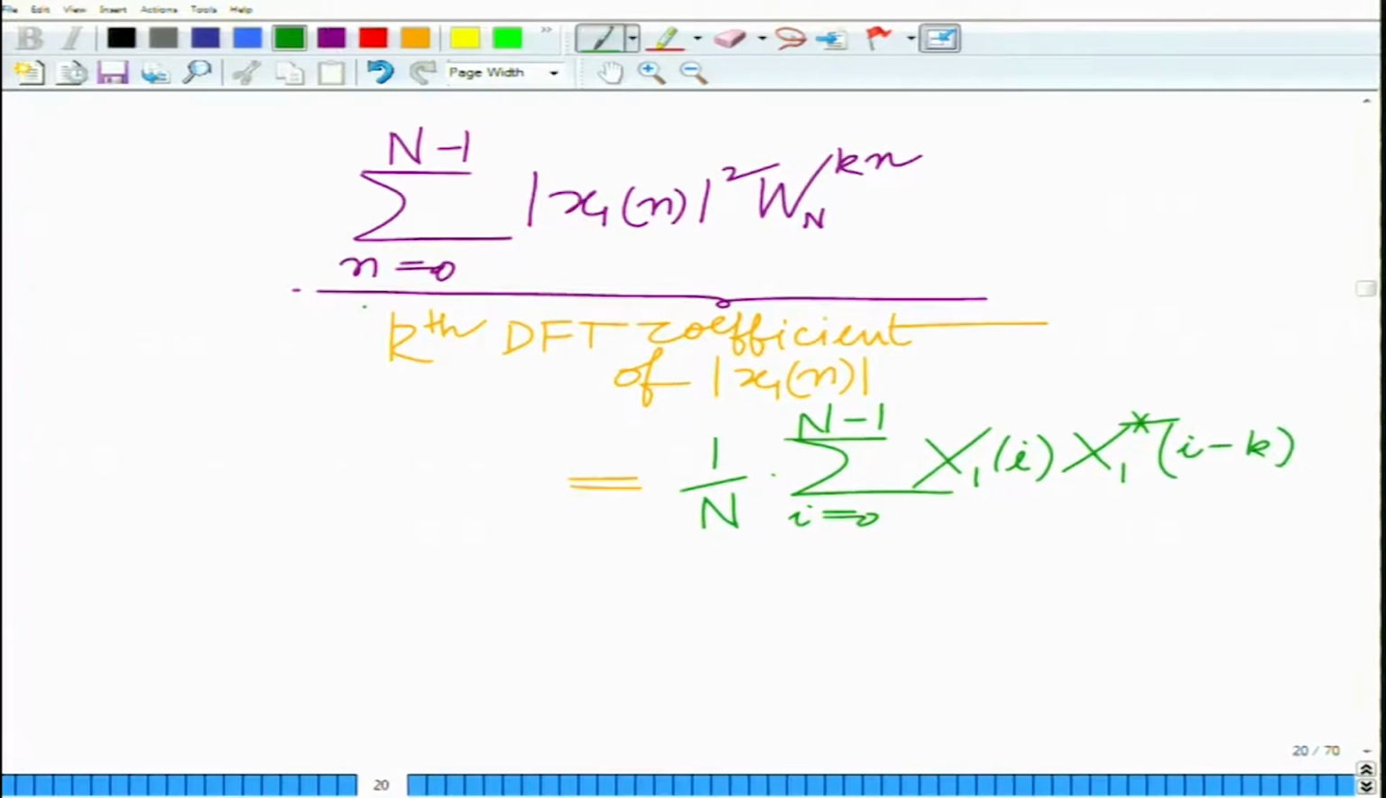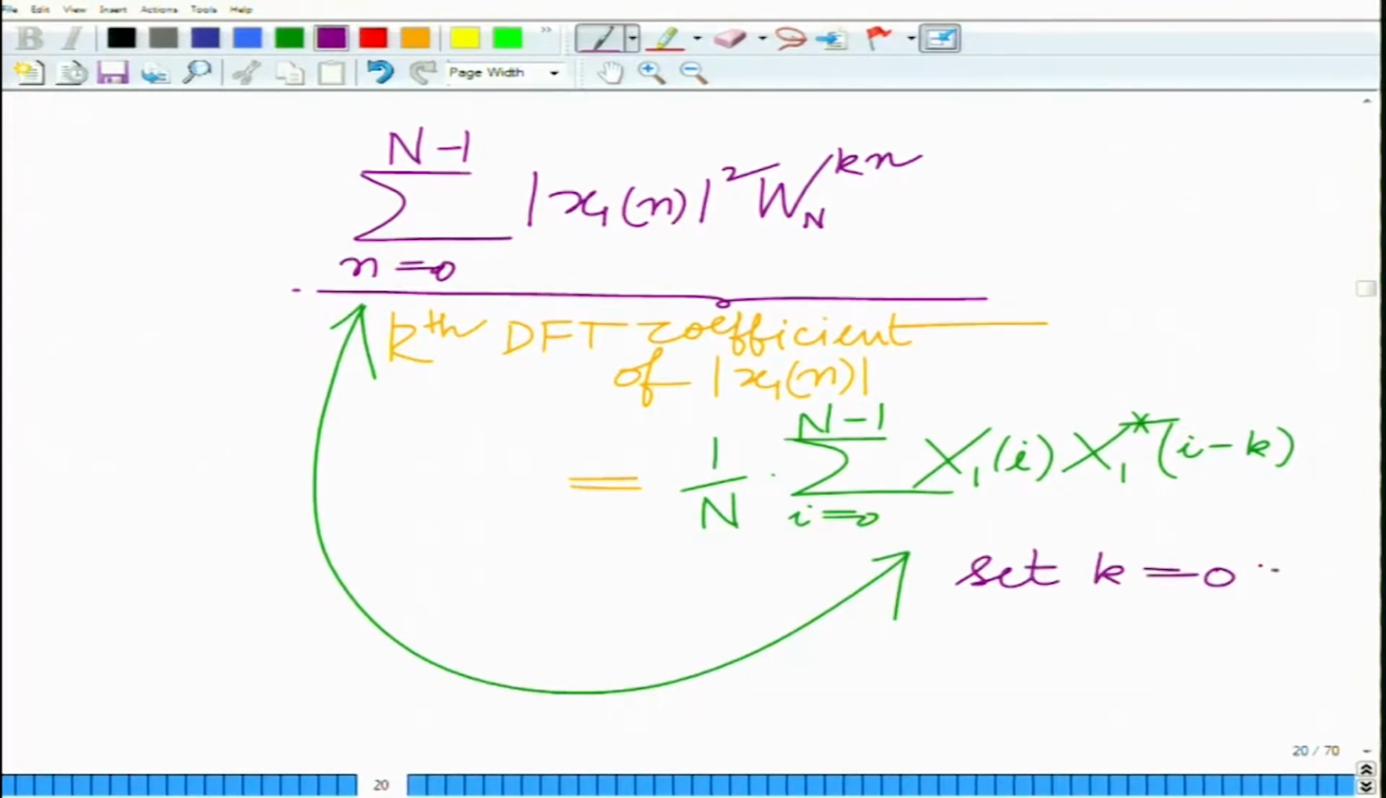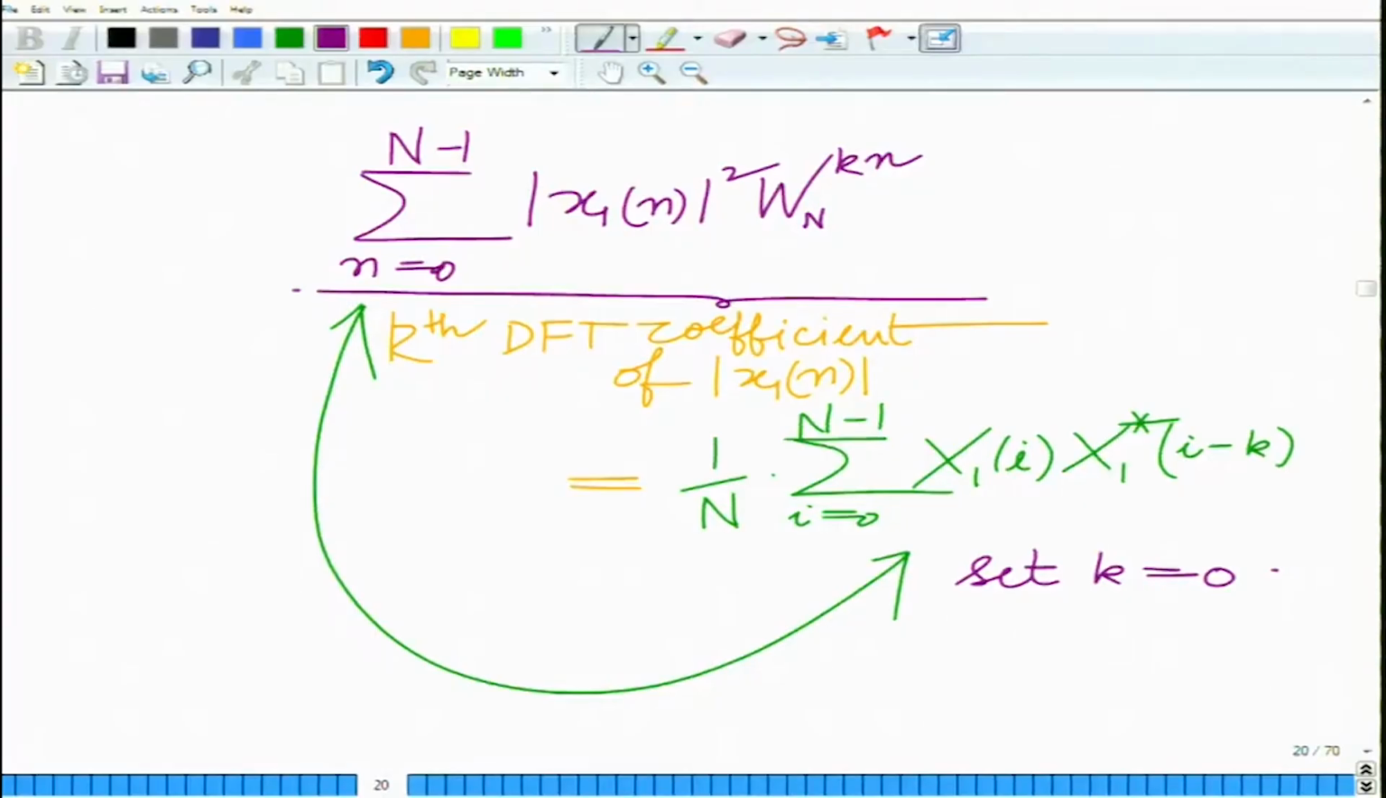Now, on both sides what we do is set k equal to 0. When you set k equal to 0, W_N raised to 0 is 1. So on the left hand side you have summation n equal to 0 to capital N minus 1 of magnitude x1(n) squared. On the right hand side you have 1 over N summation i equal to 0 to N minus 1 of X1(i) into X1 conjugate of (i minus k), but k is 0. So X1(i) into X1 conjugate of i, which is magnitude X1(i) squared, summation i equal to 0 to N minus 1, divided by N. So that is your Parseval's relation.